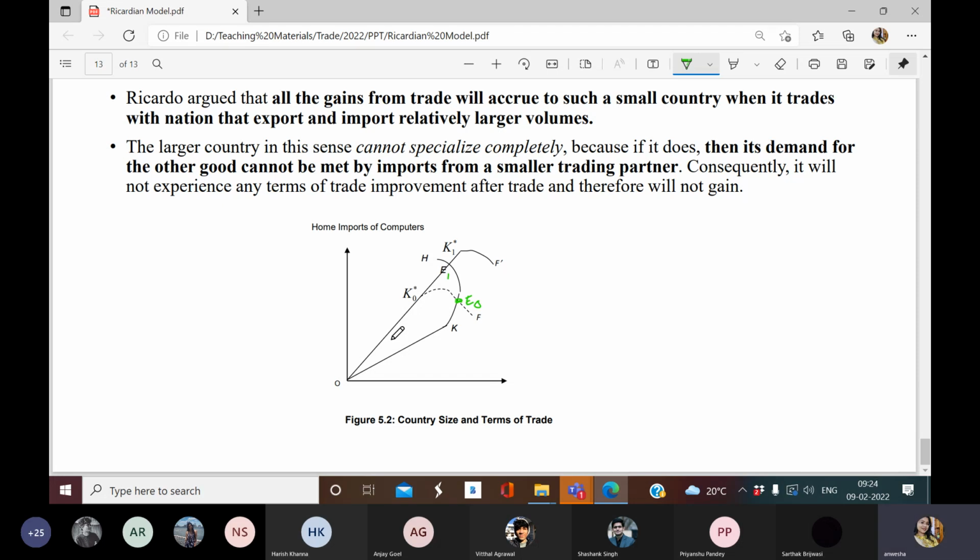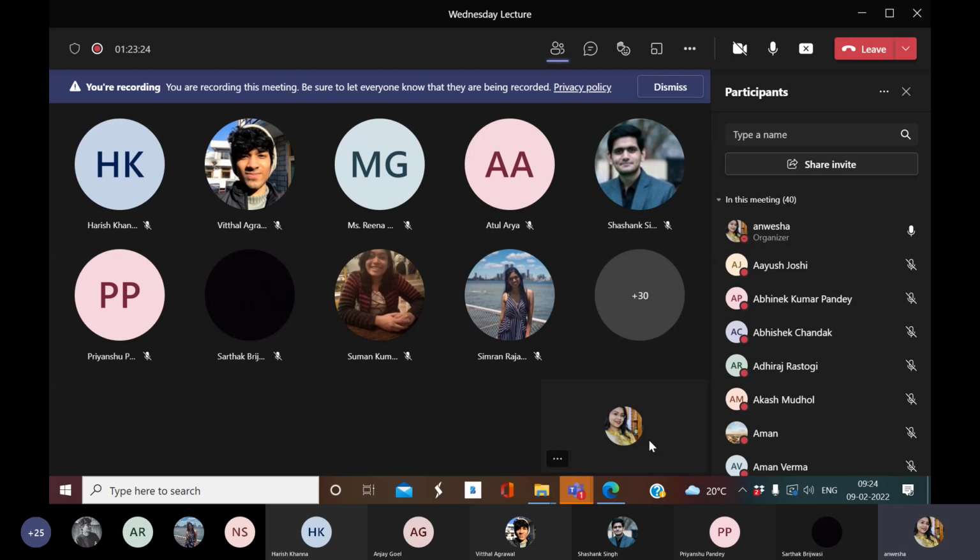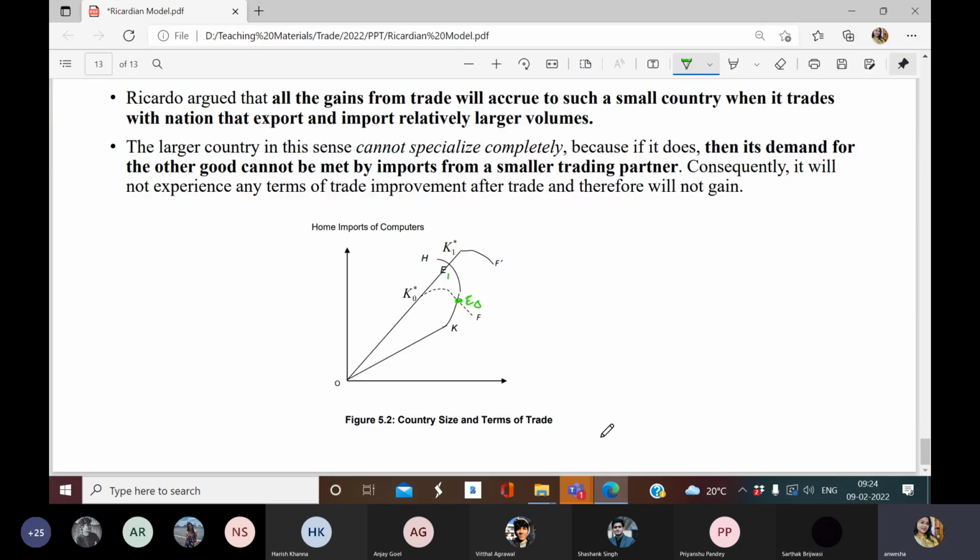So see, as we have already discussed, the reason behind gains from trade is what? In the post-trade situation, the prices move in such a way that you can buy a cheaper amount of the import good, and you can sell the costlier amount of the export good. But if you are not able to do that, you are not able to enjoy the gains from trade, so you are not benefiting from such free trade, right? Because your pre-trade price and post-trade price in this case is the same.